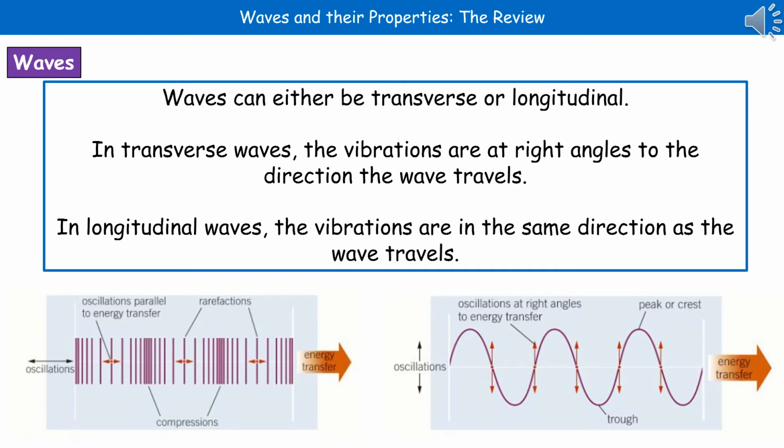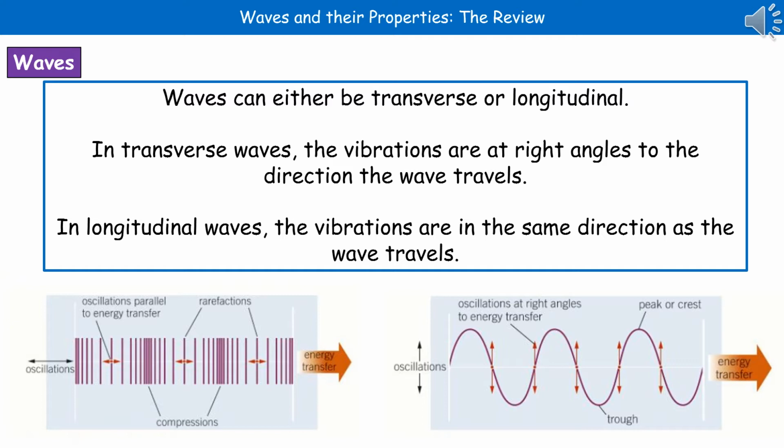So when we're considering waves, we need to know that they can either be a transverse wave or a longitudinal wave. If we consider the transverse wave first of all, the vibrations are going to be at right angles to the direction that the wave is travelling. We can actually see that in the bottom right there. You can see the little diagram: the wave is travelling towards the right of the screen, and the vibrations are at right angles to that, so you get that pattern of going up and down, the peaks and the troughs.